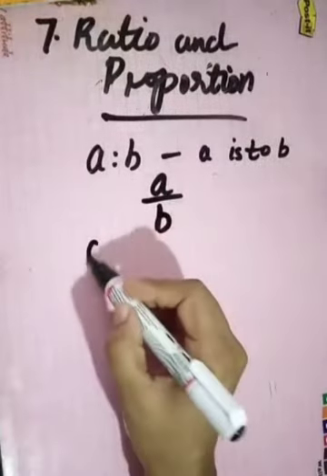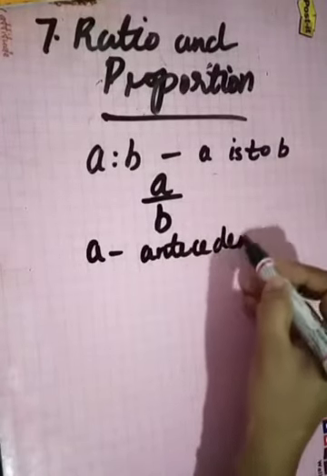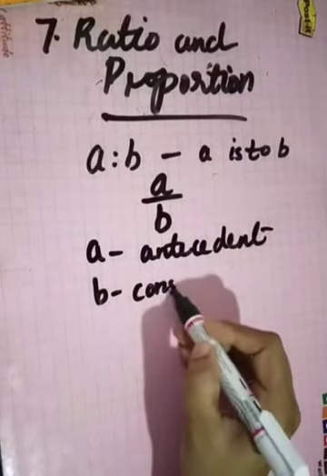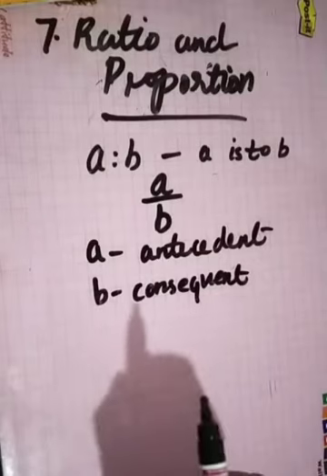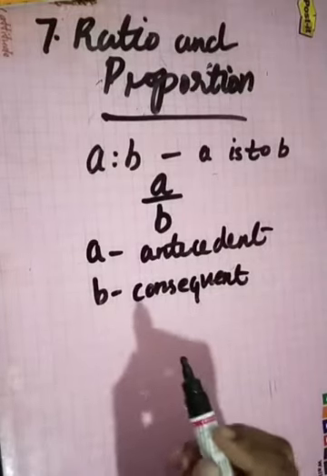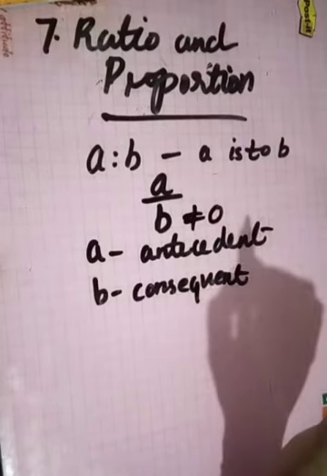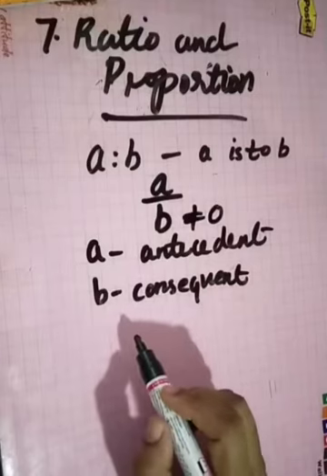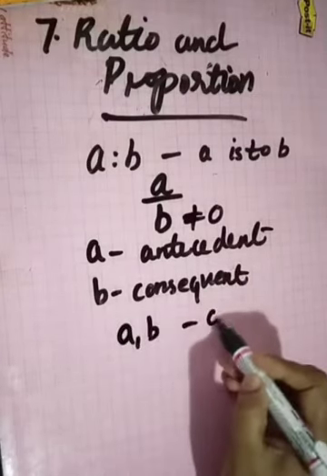Here the first term A is called the antecedent, and the second term B is called the consequent of the ratio A is to B. Here the second term can never be equal to 0. In the ratio the second term can never be equal to 0. And we always express the ratio in its lowest terms. That means A and B must be co-prime numbers.